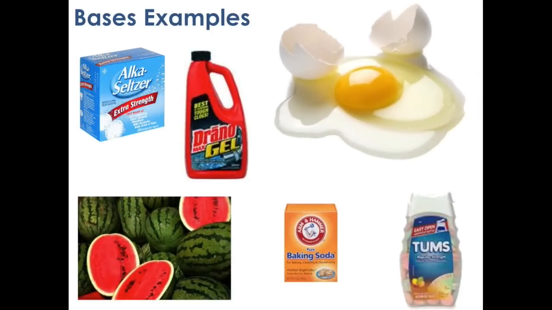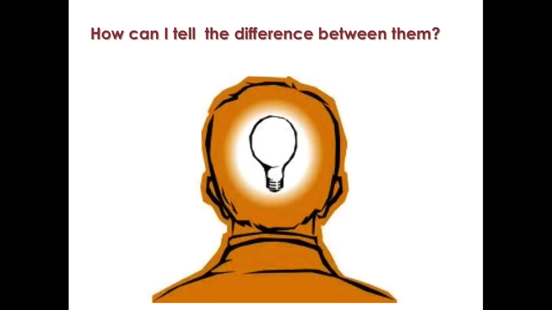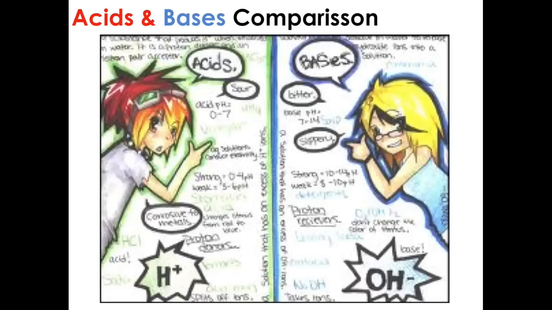Bases examples. Some common bases examples are Alka-Seltzer, Drano, eggs, watermelon, baking soda, and Tums. But how can I tell the difference between them? With this chart, probably we can begin knowing how to get the difference between them.